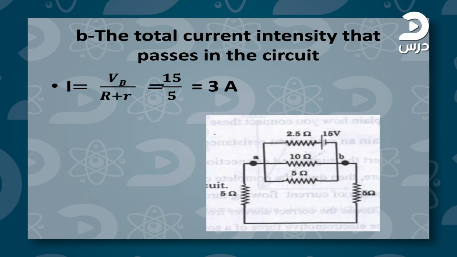Number B, the total current intensity that passes through the circuit. I equals VB over R plus r: VB is 15 divided by 5 equals 3 ampere.